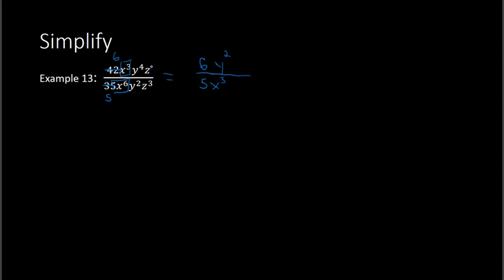And then the z's, we have z to the 1st power over z to the 3rd power. If it's not written, it's an assumed 1, so that's a 1 there. And then when we divide, we subtract the exponents. So we do 3 minus 1 to get 2, so it's z squared. And the question is, does it go on the top or on the bottom? Well, it goes on the bottom because the 3 is bigger than 1 and 3 is in the bottom. So my answer will go in the bottom as well. So my final answer would be 6y squared over 5x to the third times z squared.